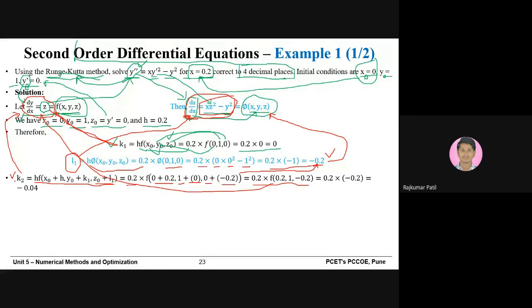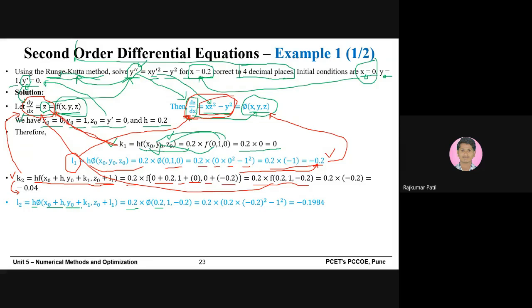You will get the value of K2 as minus 0.04. So this is how we calculate the value of K2. Then we need to calculate L2. So L2 is h into phi of x naught plus h, y naught plus k1, and z naught plus L1. So h is known, 0.2. Then x naught plus h, so 0 plus 0.2, so you will get 0.2.